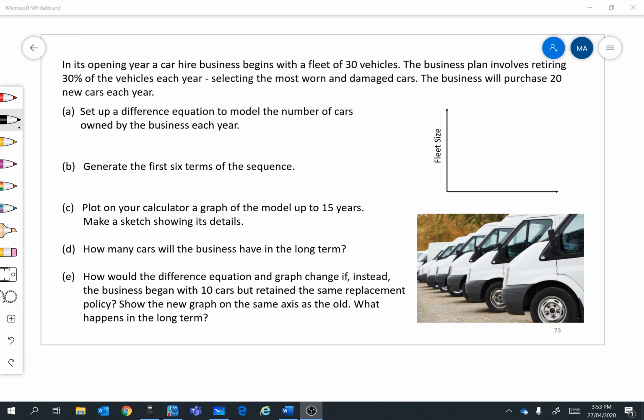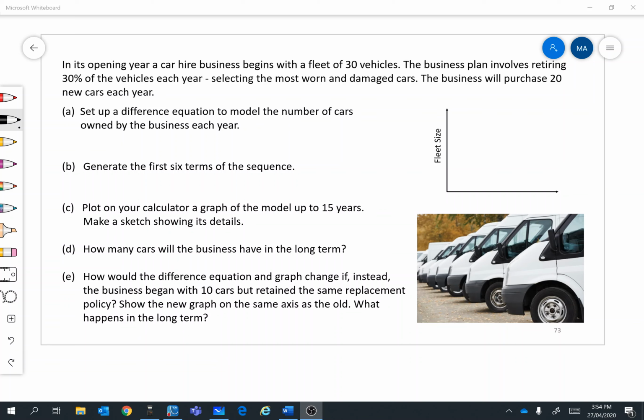Hi General Math students. We're going to look at an example of a business with a fleet of vehicles. We're going to examine how the number of vehicles in this fleet changes from one year to the next. We're going to do that using a difference equation.